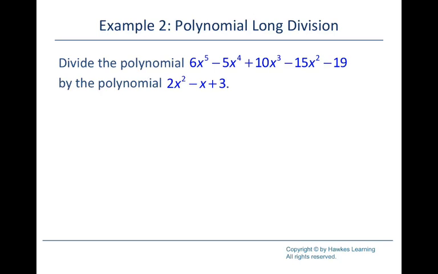So here we've got a big polynomial, and you're dividing by 2x squared minus x plus 3, so you've got a larger divisor as well. One problem you see is there's a missing power of x. We've got x to the 5th, x to the 4th, x cubed, x squared. We're missing an x. And so how do we write that?